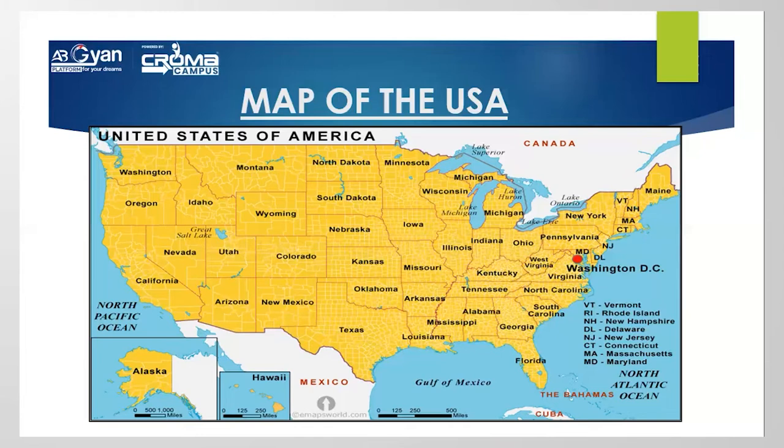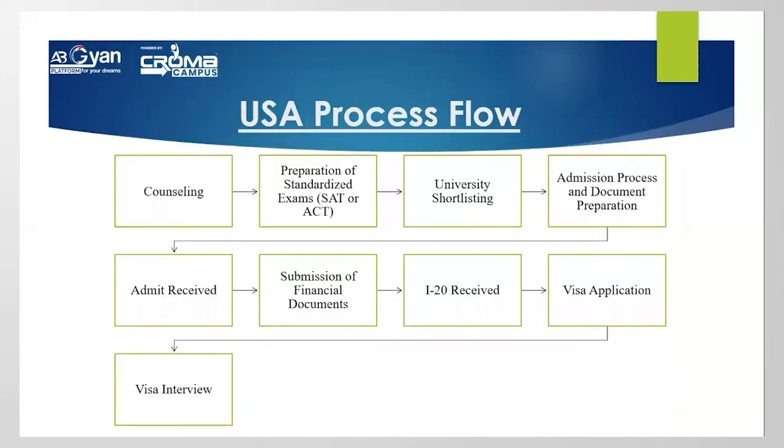Now we are going to talk about the USA process flow. It is one of the most important slides of this webinar. These are 9 major steps we need to take if we are going to apply for the USA. The first step is counseling, like what should we do, what kind of university we select, and how do we proceed with the application and all. So we'll discuss that in the counseling process.